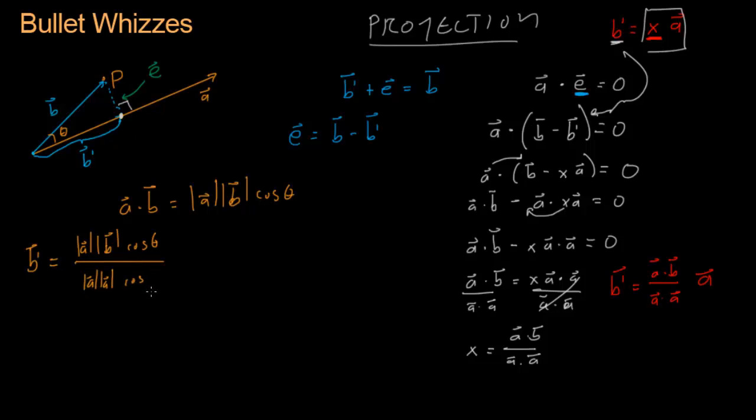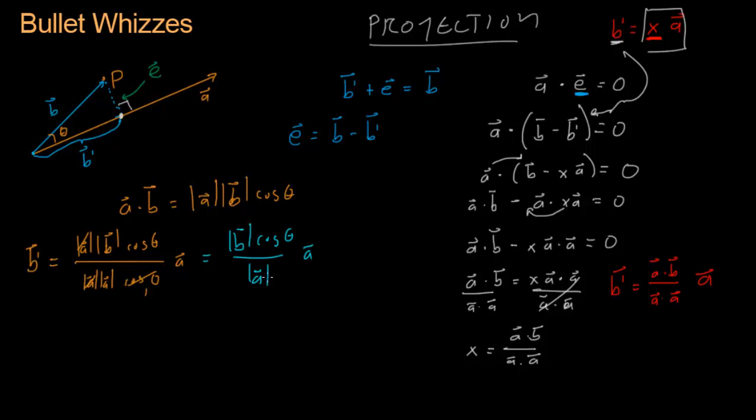Cosine what? What is this? A and a, they're the same vector, so the angle between them is just 0, right? So this is going to be cosine 0, and then times a. So cosine 0, that's just 1, right? And these a's are going to cancel out. We have a length of a on the top and a length of a on the bottom. So now we're going to get length of b cosine theta over length of a, times the vector a.